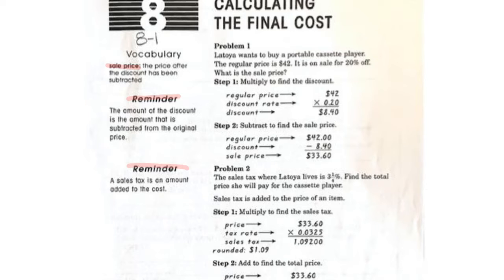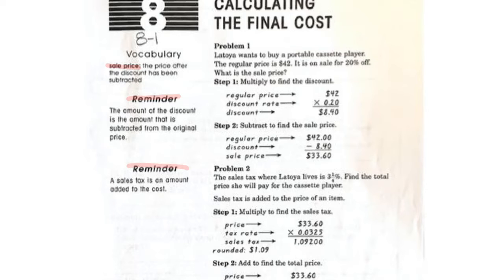So, Latoya wants to buy a portable cassette player. The regular price is $42. It is on sale for 20% off. What is the sale price? You multiply to find the discount. So you take the regular price times the discount, you get the amount of discount. Now you have to take the regular price minus the discount to get the sale price.